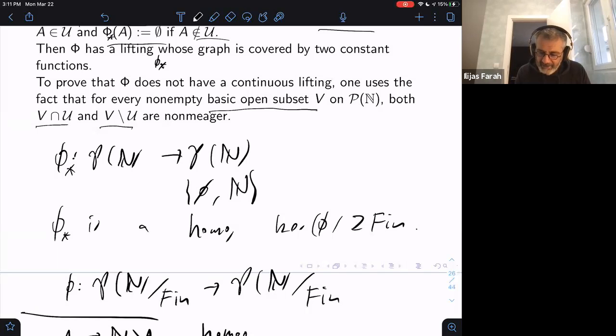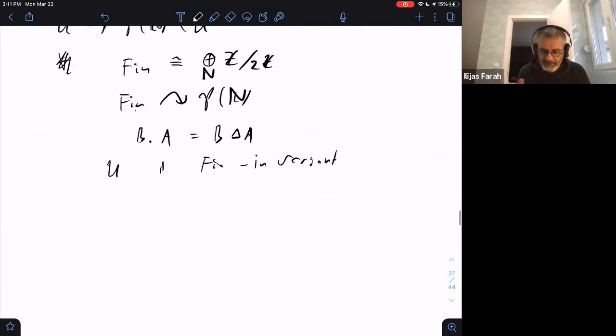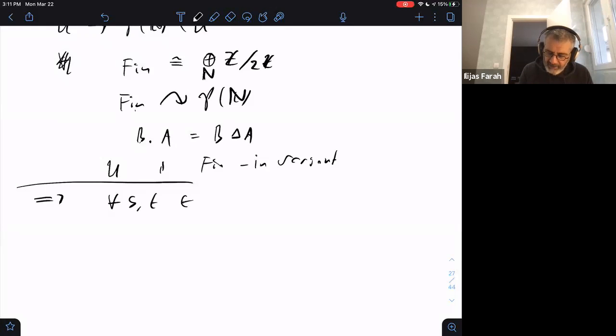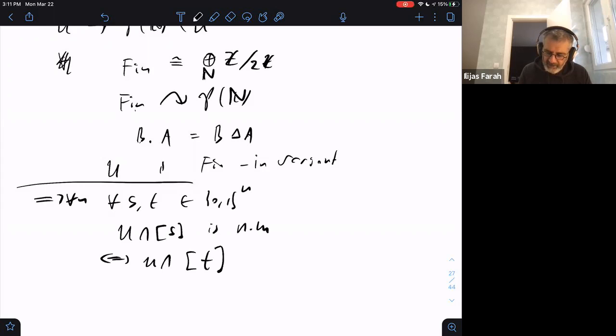So basically that means that, sorry, I'm making this horribly complicated. What this means is that for all S and T in 0,1 to the n, for every n, U intersected with the basic open set S is non-meager if and only if U intersected with T is non-meager. And the same for the complement of U, because these are acting by homeomorphisms. So from there, you can see that U is badly not Borel measurable.